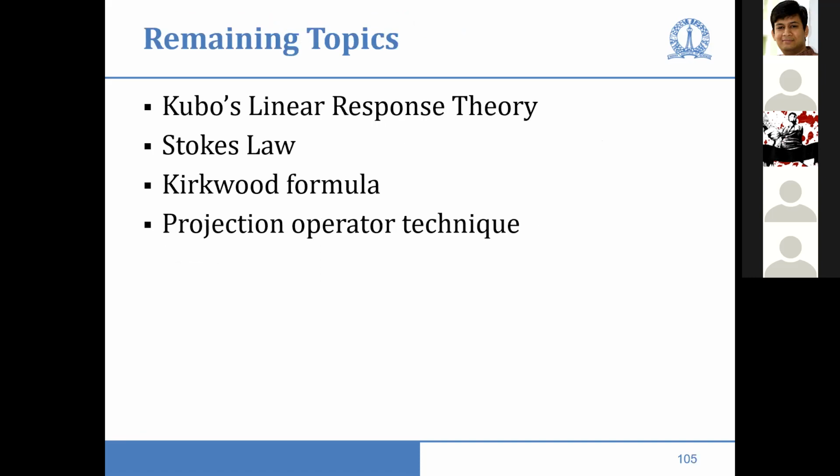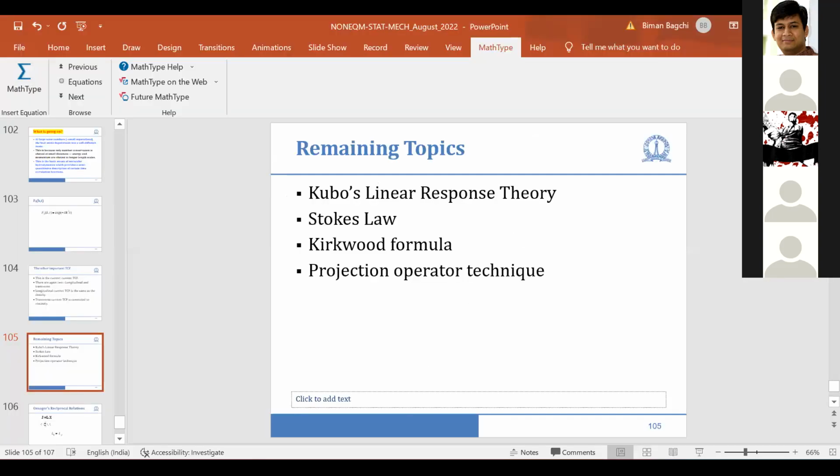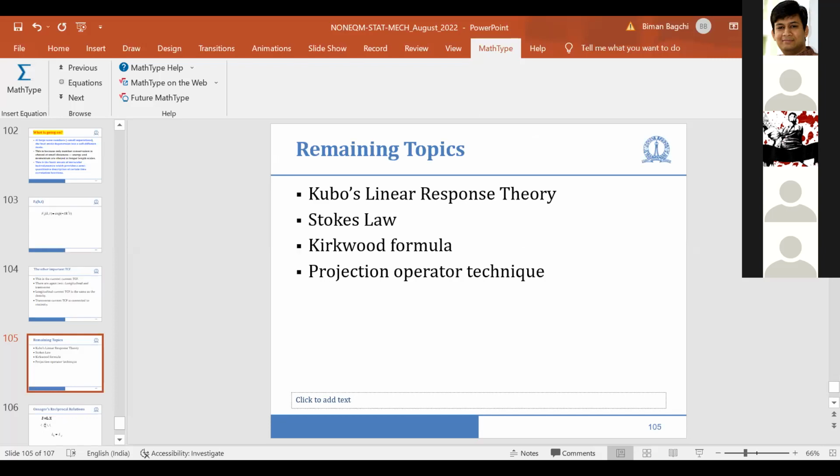Okay, so right now what I'll try to do is quickly go through Kubo's linear response theory, then derive, if my internet permits, Stokes law. Then I'll derive Kirkwood's formula in a back of the envelope calculation in 2 lines. Then I'll go to the positivity identity. Now, in order to do that, I have to open a different thing, which is this.